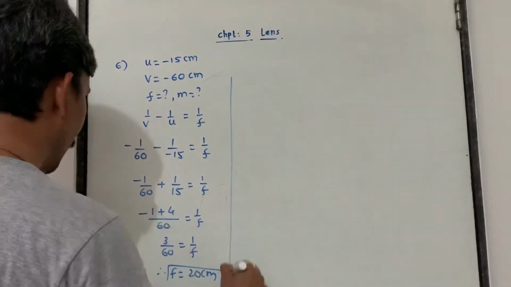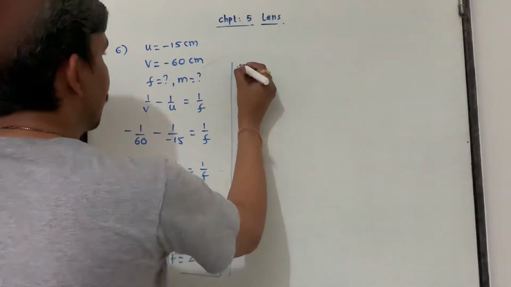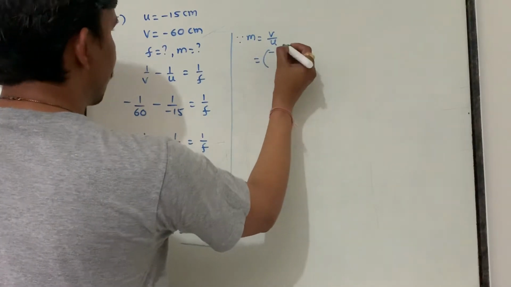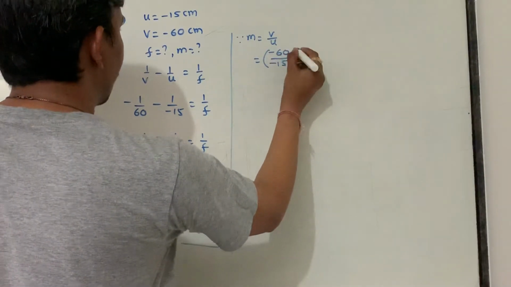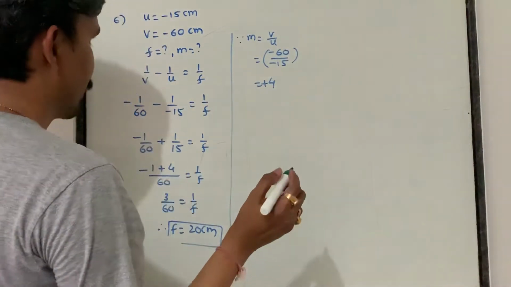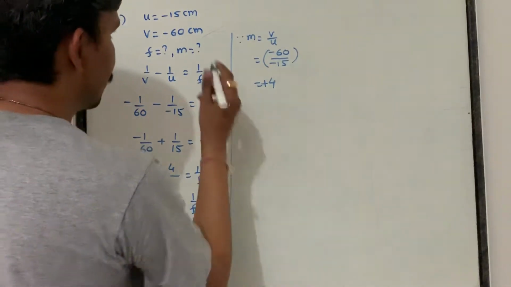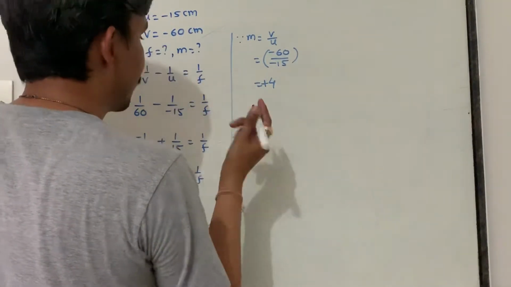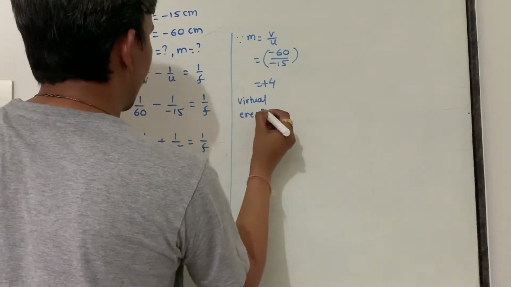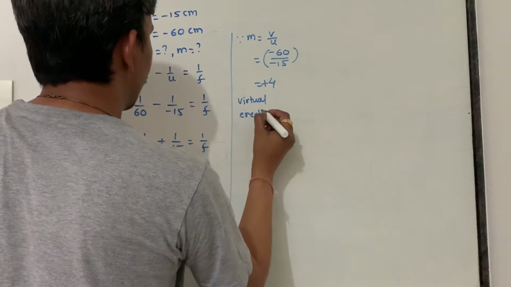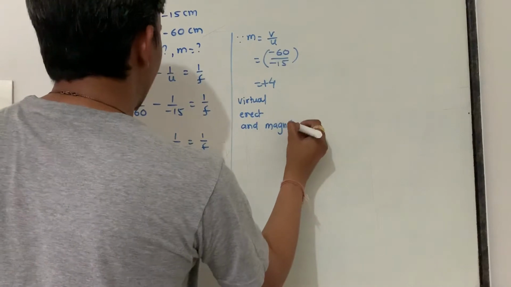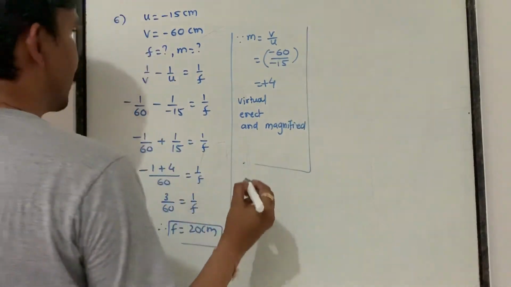Right? Now what is magnification? Again, m is equal to v by u. V is what? Minus 60. U is minus 15. So this is equal to 4. Right? Plus 4 is magnification. Now what is the characteristic of image? Since it is last case of convex, it is virtual, erect and magnified. Virtual, erect and magnified. This is the sixth sum.